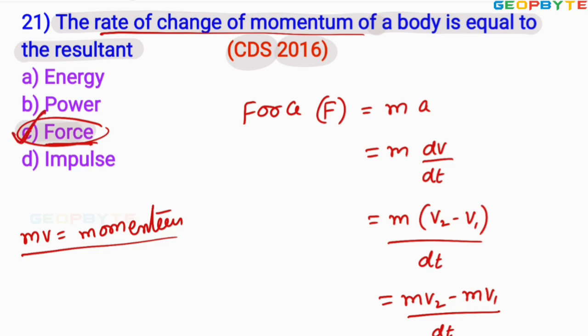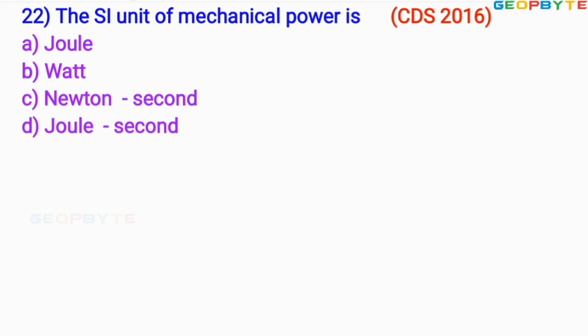Let us take the next problem. Look at the 22nd problem, asked in 2016 for CDS. The SI unit of mechanical power is watt or kilowatt. Therefore, option B is correct.